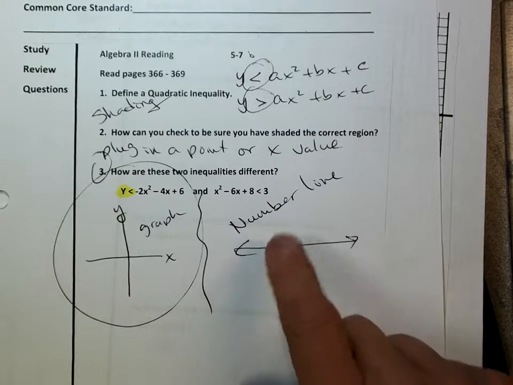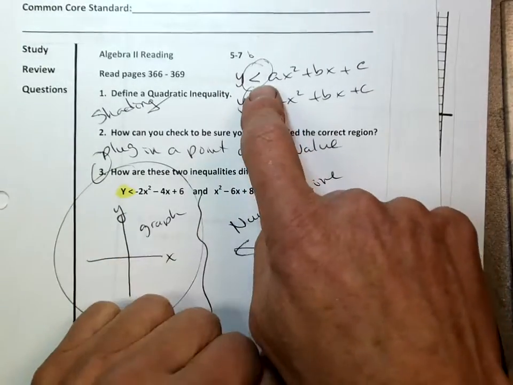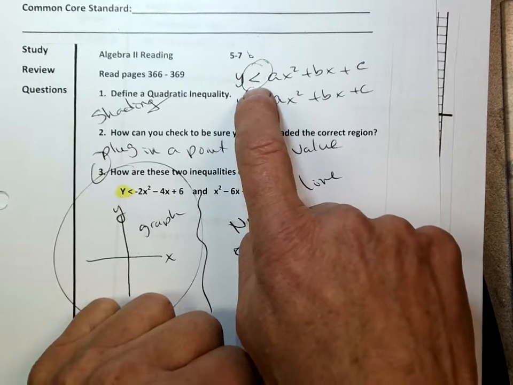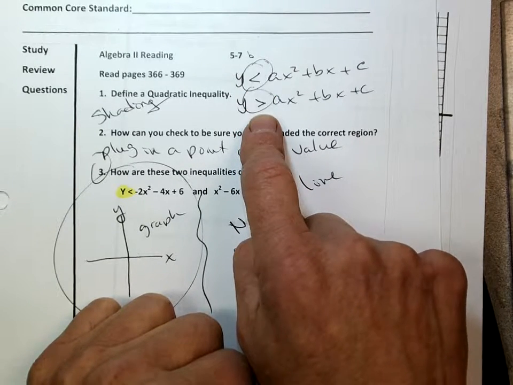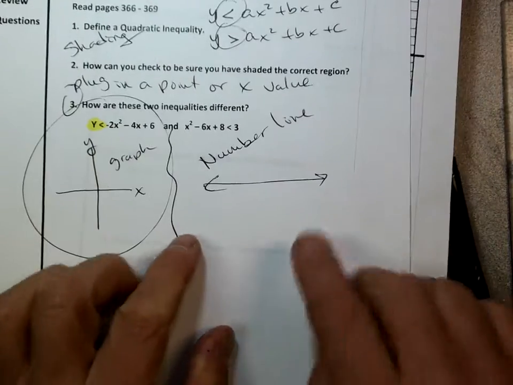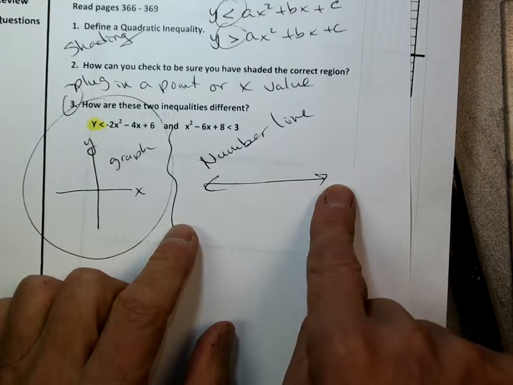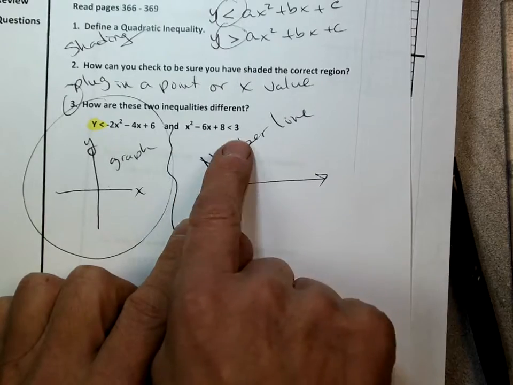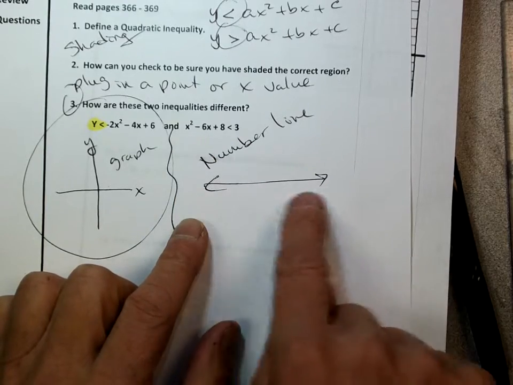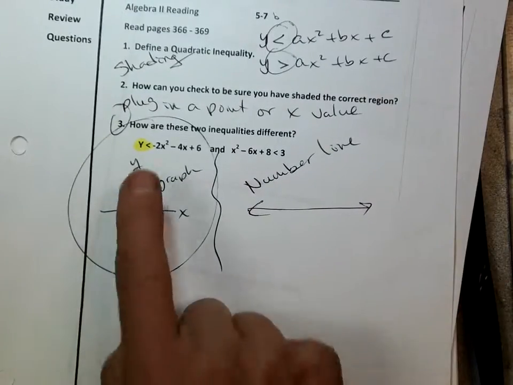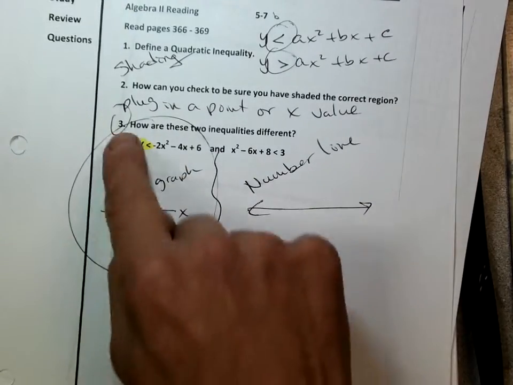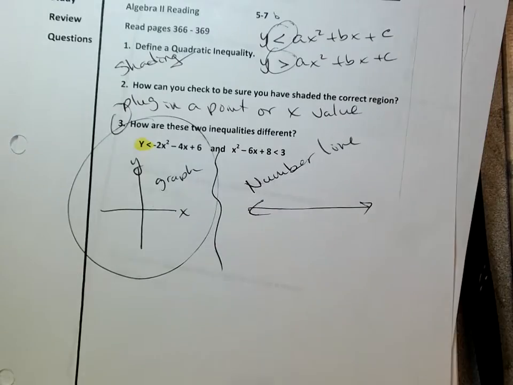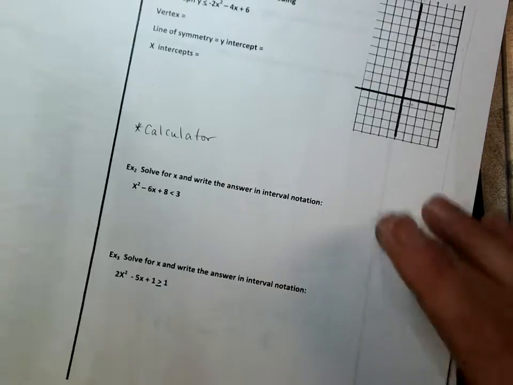So let's go back to what I said. Anytime you see either one of these symbols, whether it's less than or equal to, or greater than or equal to, you're going to shade. You're either going to shade on a number line, and how do we know we're going to shade on a number line? There's no y variable. No y variable, we shade on a number line. If there is a y variable, then we're going to shade on the xy plane. Okay? So, let's take a look at what we have.